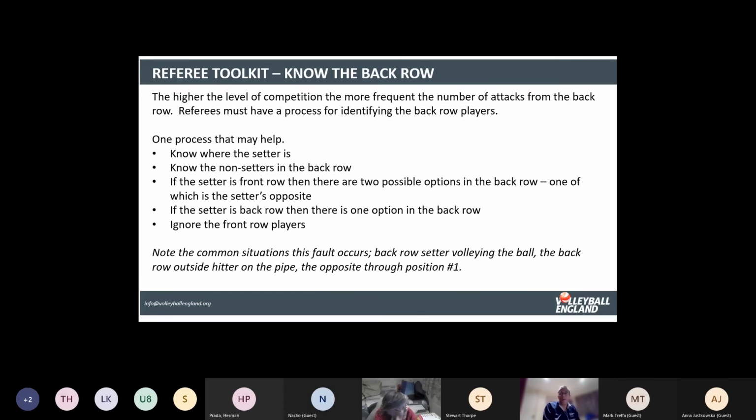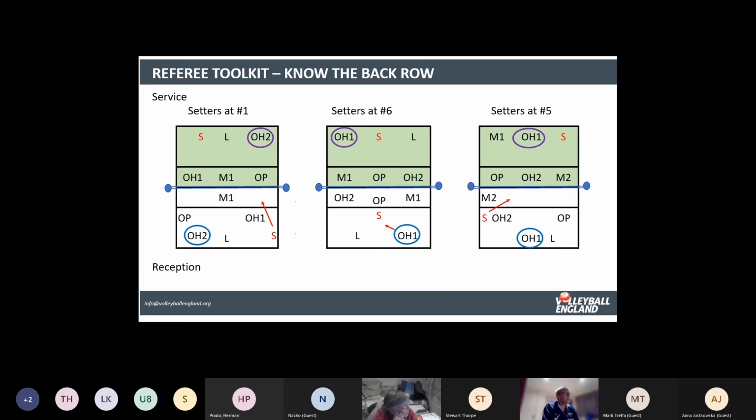I just wanted to have a look at knowing the back row. What I meant by knowing the back row is, if we look at these three rotations, this is the setter moving around the court from one across the back row, and in the next slide, the setter will come across the front row.